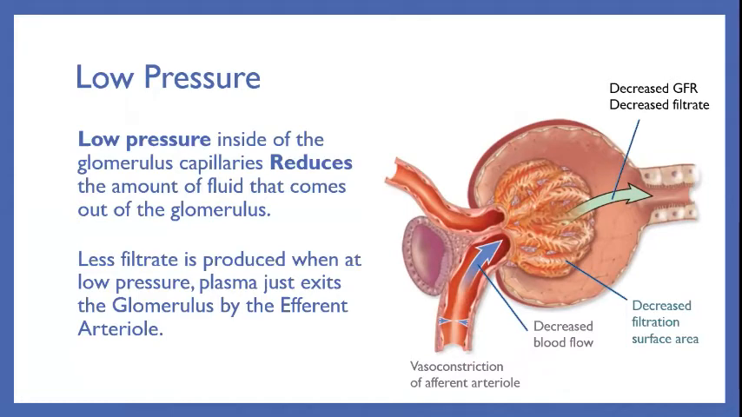When we have low pressure inside of the glomerulus capillaries, we're going to reduce the amount of fluid that comes out of the glomerulus. Say we constrict the afferent arteriole. When we do that, we're going to decrease the amount of blood that enters the glomerulus. Well, we're not stretching the capillaries, so they shrink a little bit, like a small water balloon. Because it's not that pressurized, we're going to see a little bit of filtrate come out. It's going to decrease it from what it would normally be. Most of your blood plasma is just going to leave through the efferent arteriole.